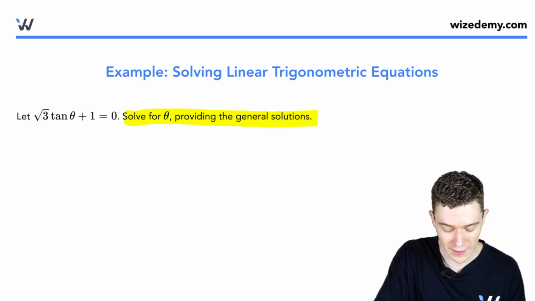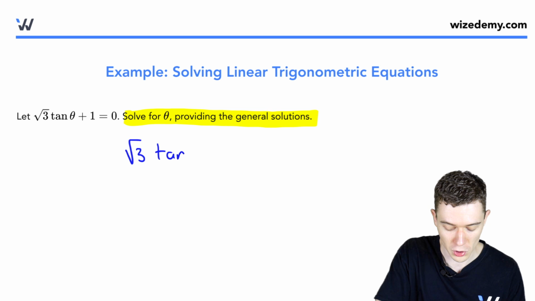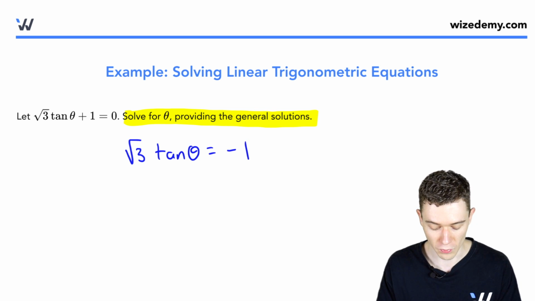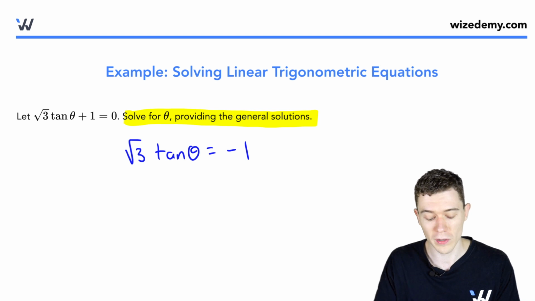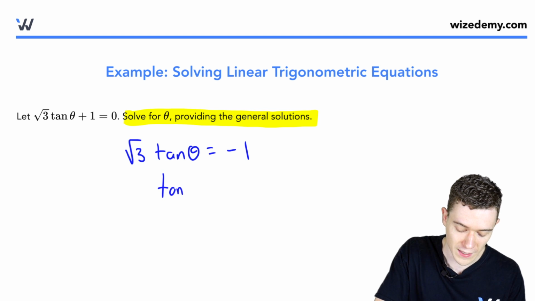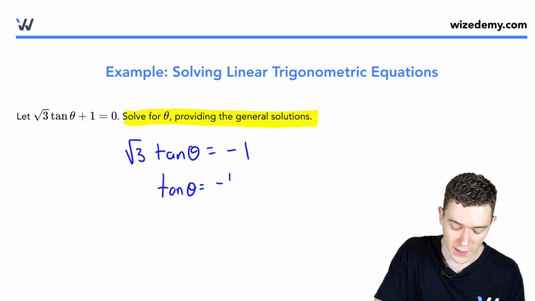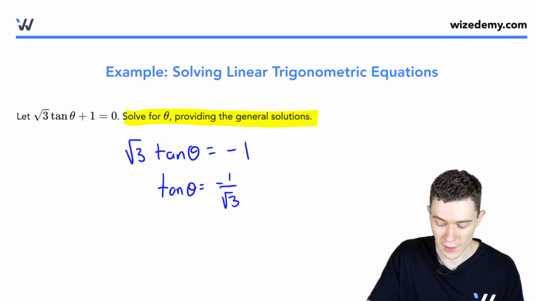It's root 3 tan theta plus 1 equals 0. I think the first thing to do would be to subtract 1 from both sides. Root 3 tan theta equals negative 1. Now we'll isolate the trig term. This means tan theta equals minus 1 over square root of 3.